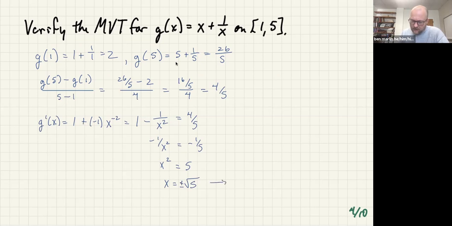So what we're getting for this is that f prime of square root of 5 is going to turn out to be equal to 4/5. So really, x equals square root of 5 is the one value in that interval that's going to give us the derivative we want. And that's all we're doing with this verification, is finding the value, right?